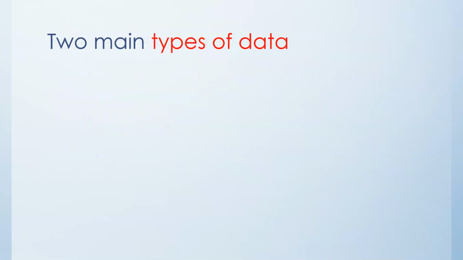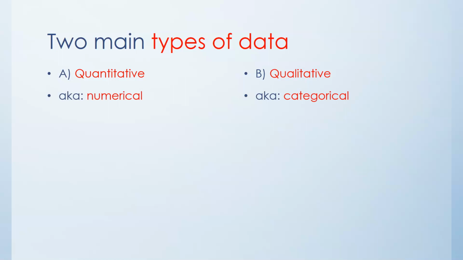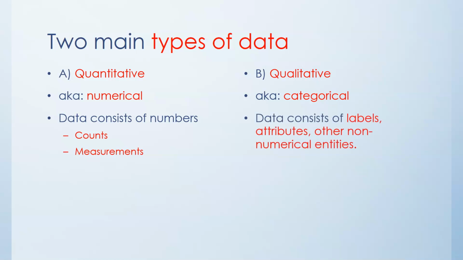So there are two main types of data: quantitative and qualitative. You've also heard these called numerical and categorical. Numerical data, as one would expect, consists of numbers, and those numbers represent some kind of a quantity, either a count of something or a measurement of something. To contrast, qualitative or categorical data consists of labels. It consists of attributes that people have. It consists of any non-numerical information about a person or a thing.